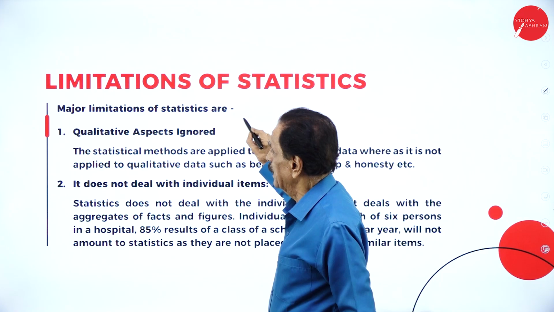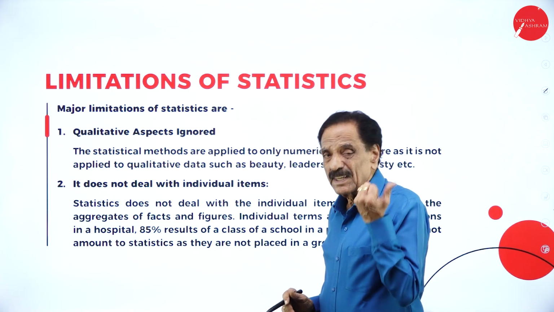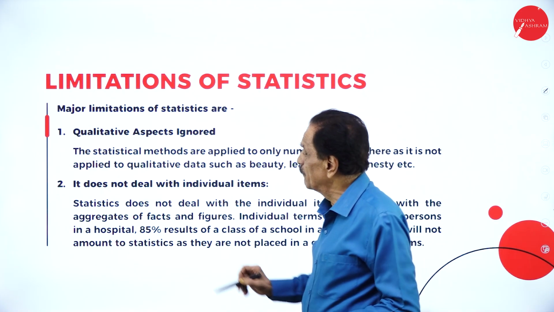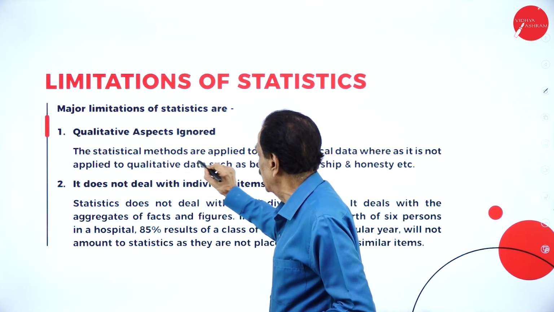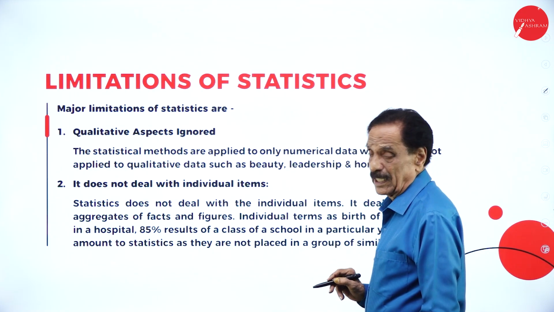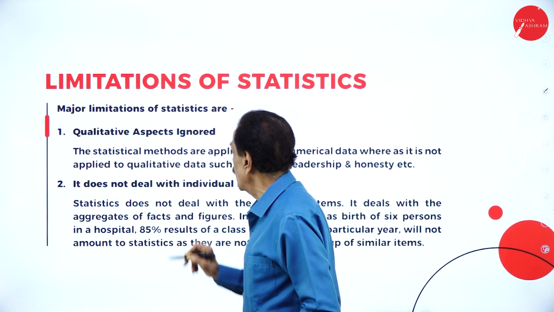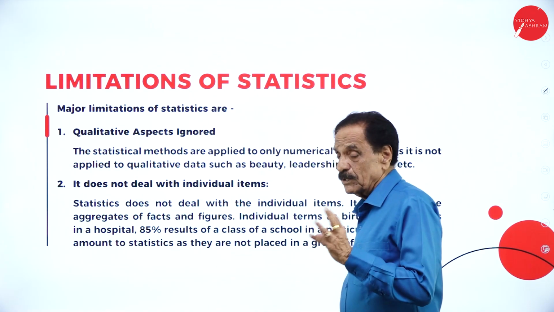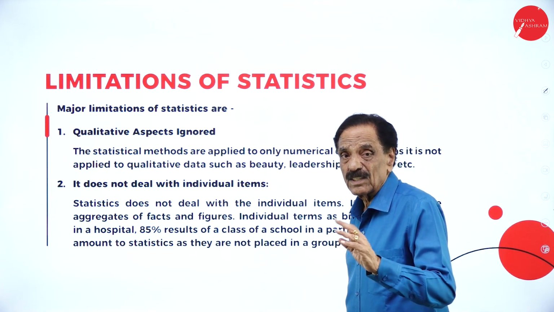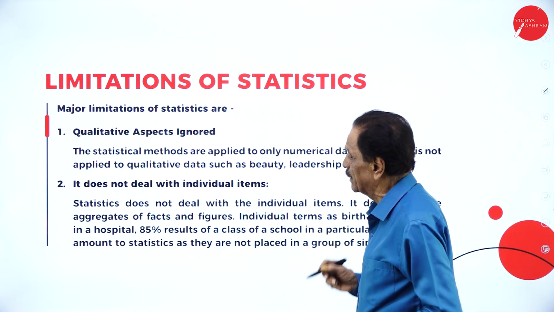First one, the major limitation: the qualitative aspect is ignored. It gives more importance to the quantitative and ignores the qualitative. Statistical methods are applied only to numerical data, whereas they are not applied to qualitative data such as beauty, leadership, and honesty. It does not give any importance to beauty, leadership and honesty.